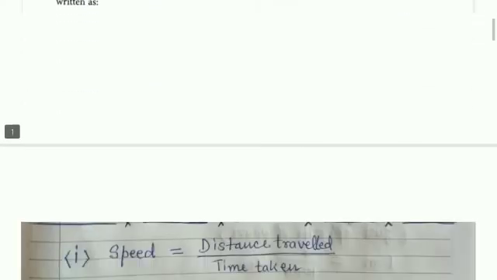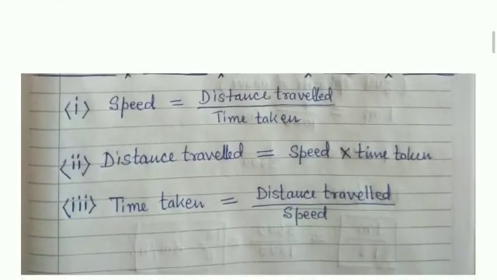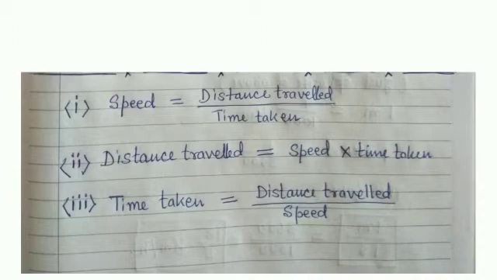Speed is written as distance travelled divided by time taken. The speed is calculated by distance travelled divided by time taken, and from this formula you can get two other formulas also.